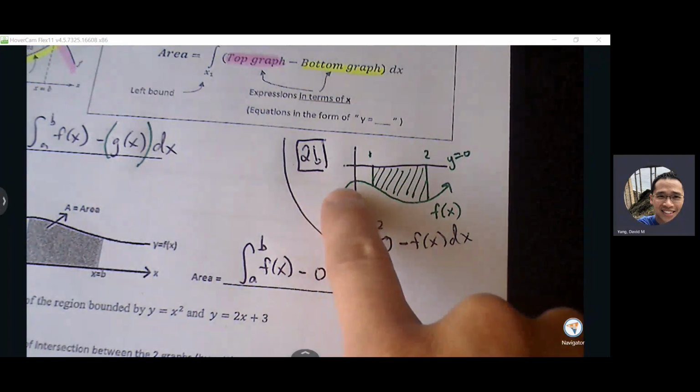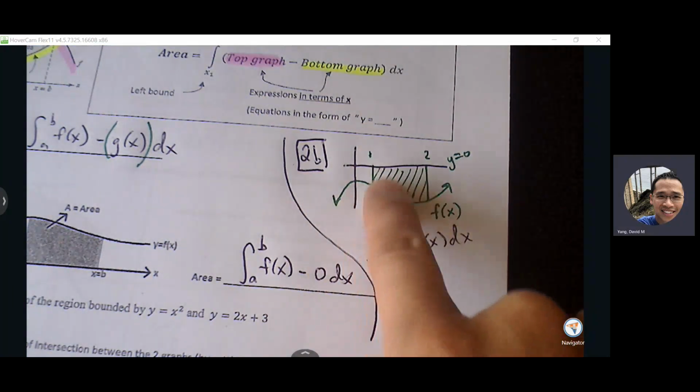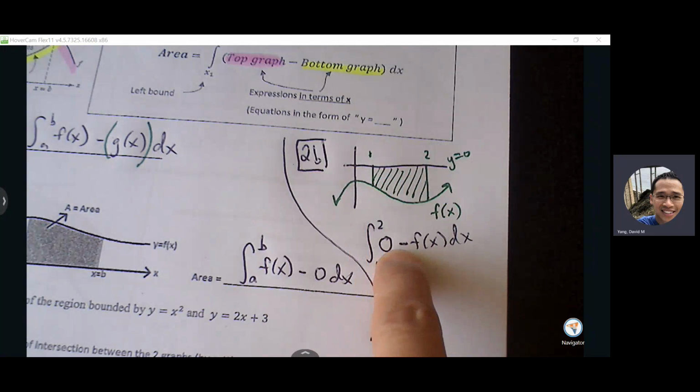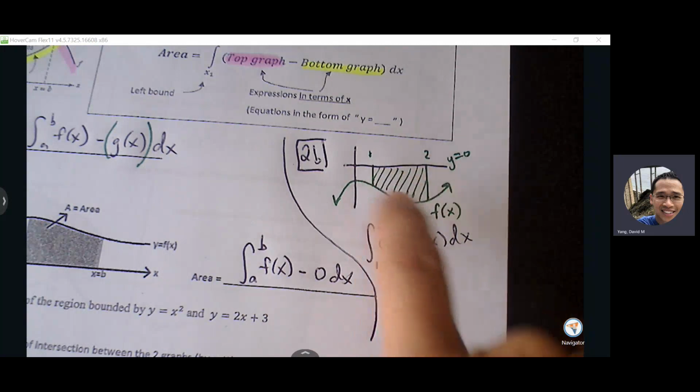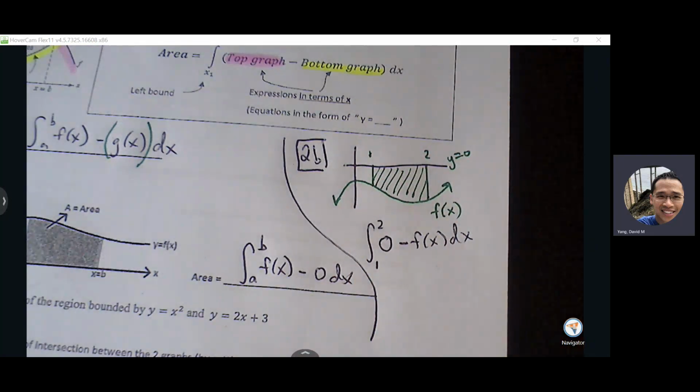You see how f of x is an accumulation of all negative y values. So this formula ensures that this will give us a positive number in return, even though the region is completely below the x-axis. But we just have to follow the formula, top minus bottom. Top is whatever is higher up on the y-axis, and the bottom is whatever is lower on the y-axis.